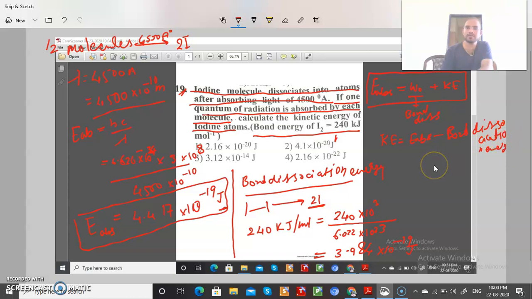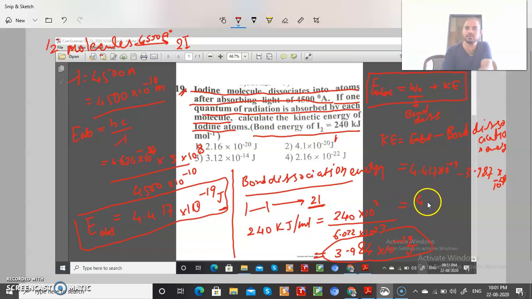So what are the values, students? The absorbed energy is 4.417 into 10 power minus 19. Subtract from it the bond dissociation energy value, which is the same, 3.987 multiplied by 10 power minus 19. It is also 10 power minus 19, so you can take the common factor, minus 19.